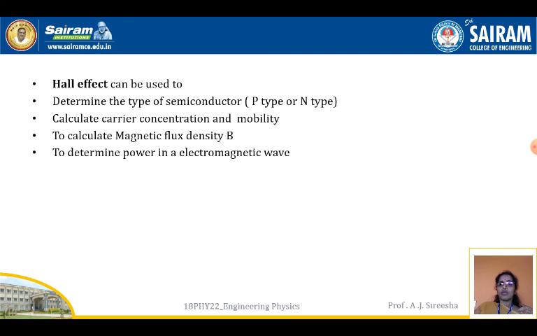Hall effect can be used to determine the type of a semiconductor, whether it is P-type or N-type. Also, Hall effect can be used to calculate the carrier concentration and the mobility. It is also used to calculate the magnetic flux density B, and to determine the power in an electromagnetic wave. So these are some of the uses of the Hall effect.